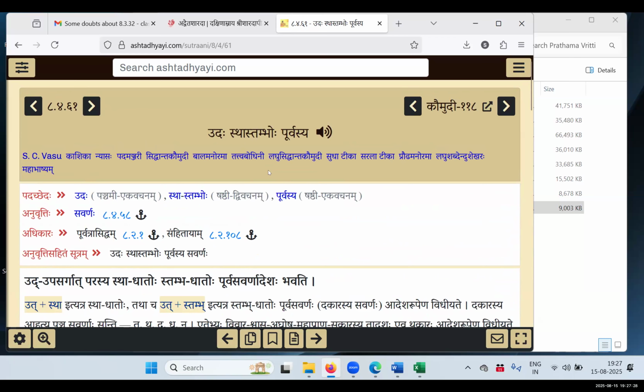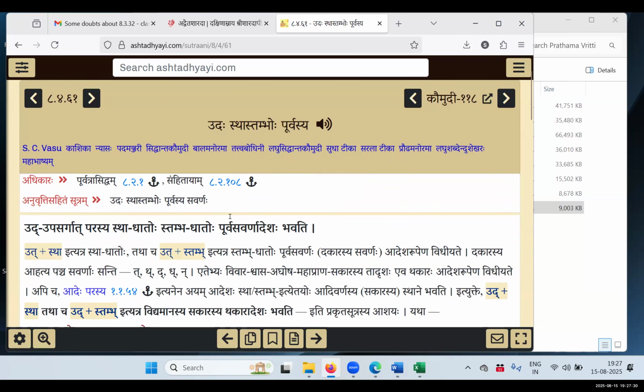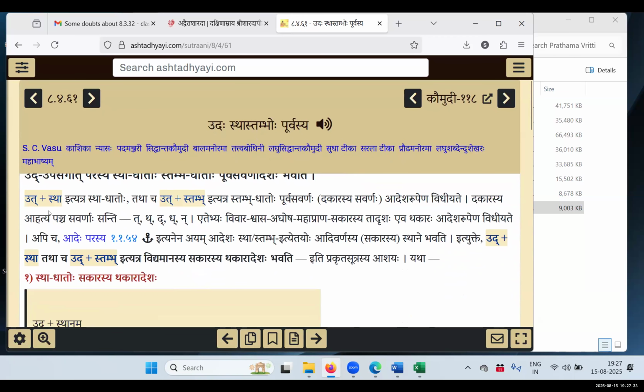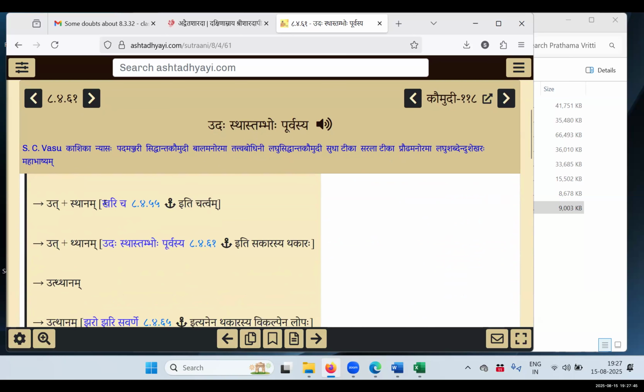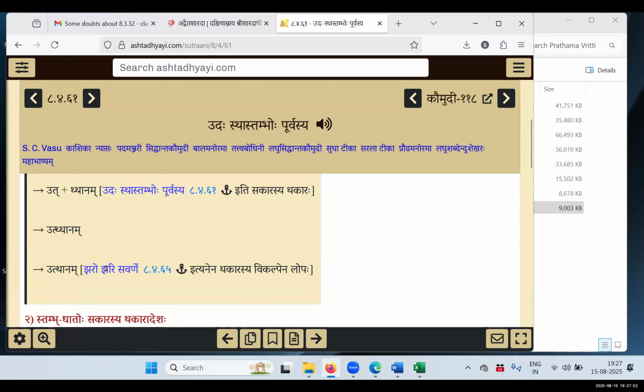Okay. Then this Udastha Stambhura, I told you there are some more complications. Ut plus Tha and Ut plus Tham. In these two cases, the Sakara will be replaced by the Purvasavarna and you will end up with Thakara. That's what he shows here. Ud Sthanam becomes Ut Sthanam by Kharicha. Then Ut Thanam. Then one Thakara goes by this rule called Jarojari Savarne. And then what you'll end up with is Utthanam.